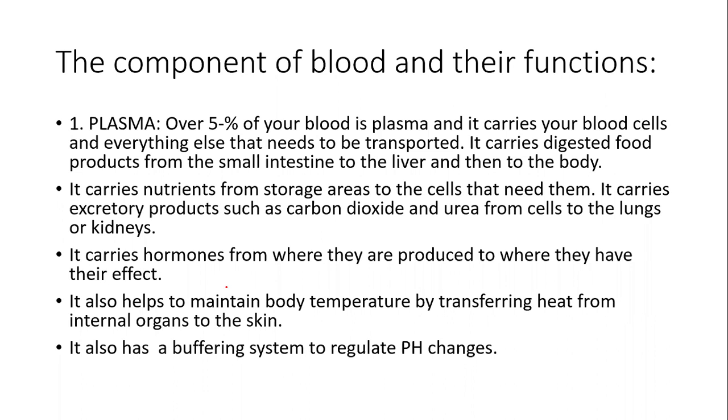Two major waste products, like I told you, are carbon dioxide and urea. Carbon dioxide is carried in the plasma. Oxygen is carried in the red blood cells. Urea is also carried in the plasma. The carbon dioxide will be taken to the lungs so that it can be breathed out, while your urea is going to be carried to the kidneys, and then it is excreted out in urine.